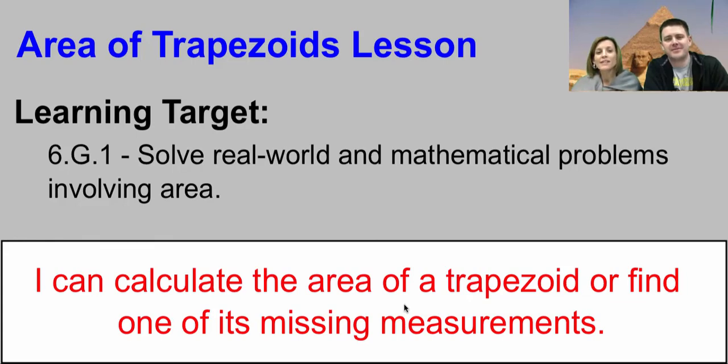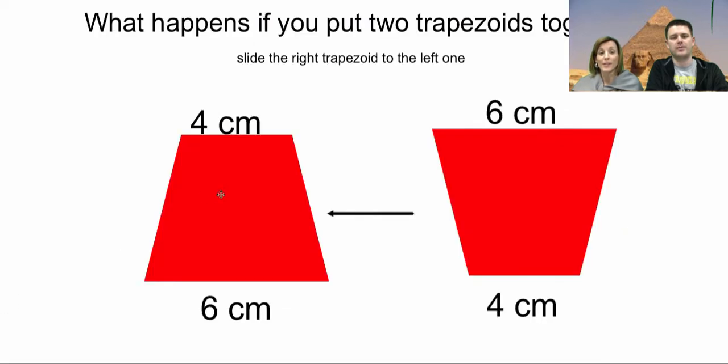Welcome back. Today's lesson is area of trapezoids, same learning target that we've been studying, 6G1, solve real-world and mathematical problems involving area. Today's I can statement: I can calculate the area of a trapezoid or find one of its missing measurements. So here's one of our trapezoids.